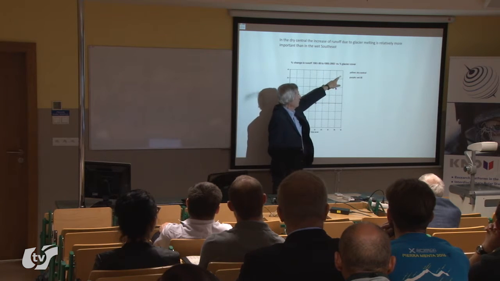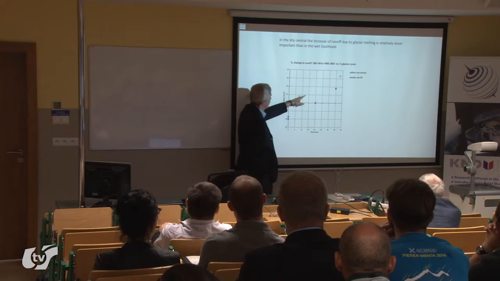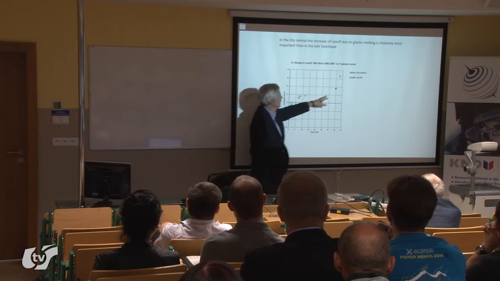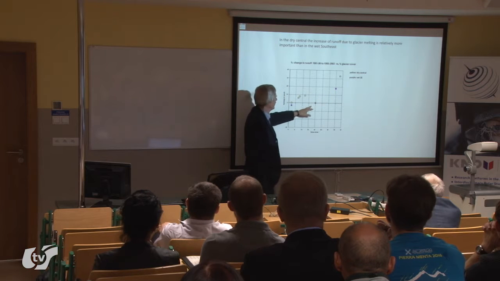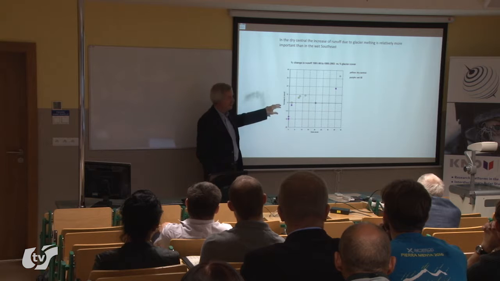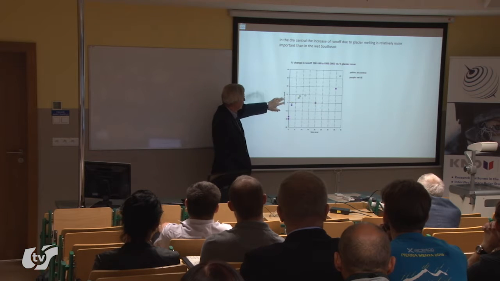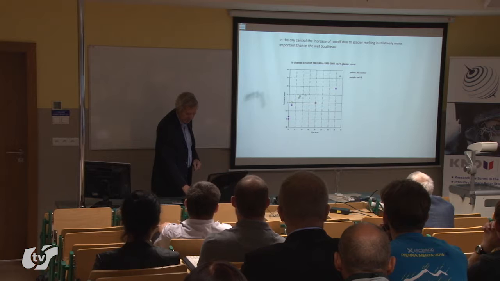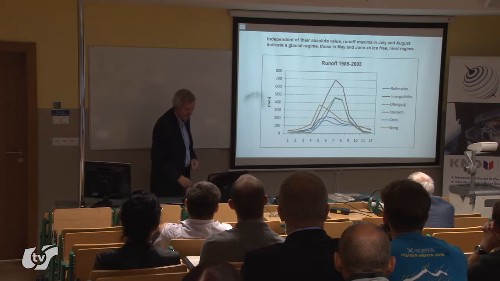The yellow from the dry central area shows a stronger relative change in runoff than those of the glaciers in the wet area where precipitation is higher. And it's not glacier alone. In unglacierized areas you have changes in runoff as well, because precipitation may change.